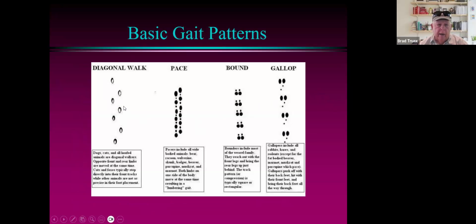A diagonal walk: most bigger animals, dogs, cats, and things like bears and deer tend to walk this way. The front and back feet will move this way, followed by this side moving this way. A pace is a little bit slower, and this might be what a skunk or a beaver or a badger might do. And again, they do move one side at a time, followed by the other side. A bound, which you would see with members of the weasel family, looks like this one here. And then a gallop over here basically is what you might see with a rabbit.